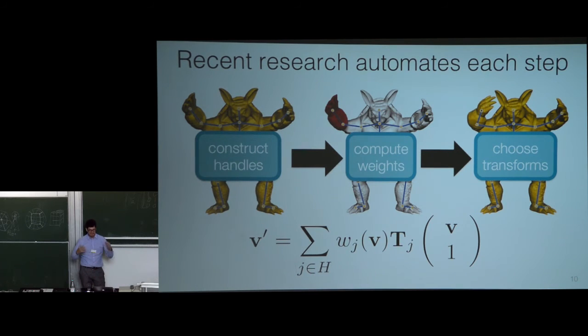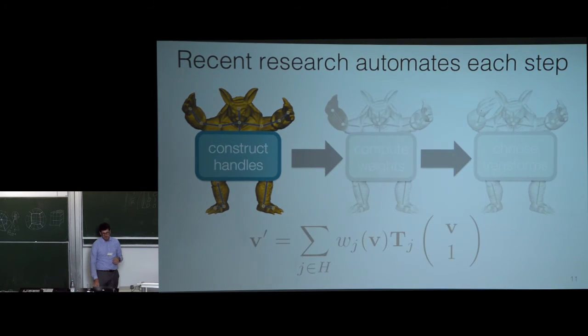So the concept of this part of the course is to acknowledge that recent research can actually automate or help assist each of these processes. So we can help construct handle sets automatically, we can compute the weights automatically, we can even help the user choose these transformations to reduce the effort and tedium of the process. So I'm going to very briefly talk about how we come up with the handle sets in an automatic way. This seems like a very ill-posed problem.